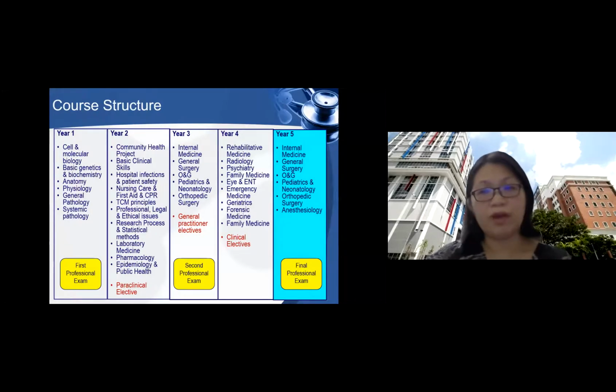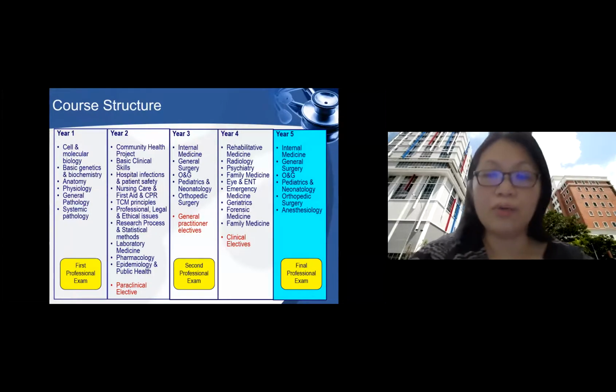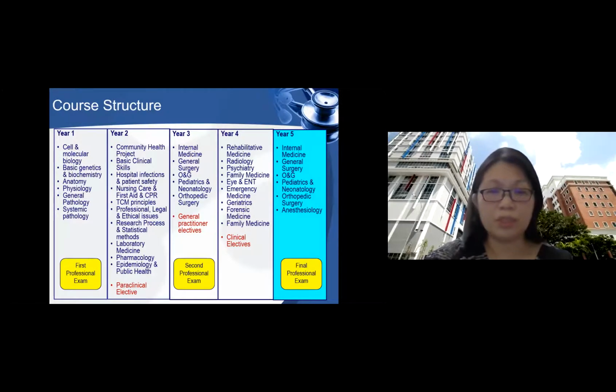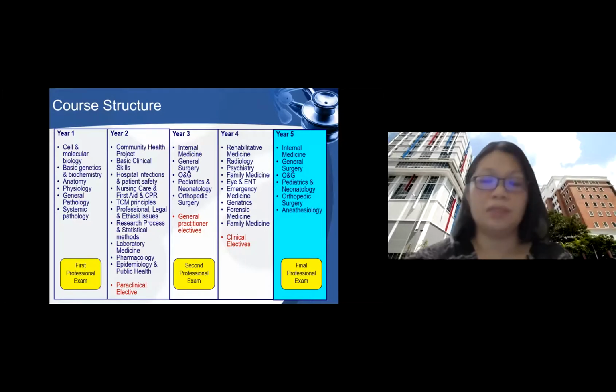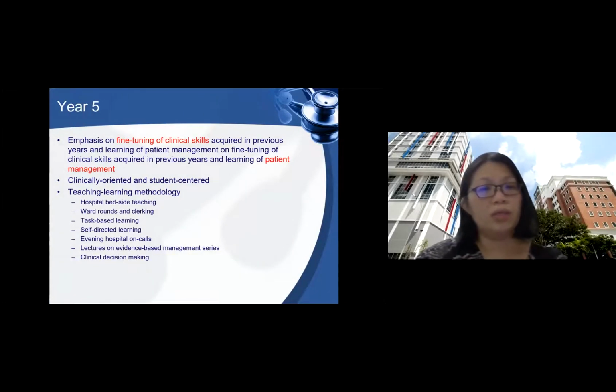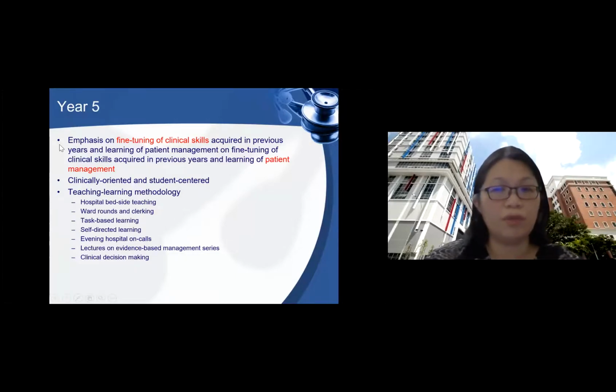Okay, now we move on to year 5. In year 5, the students will have to revisit the 5 major postings from year 3. Again, the students will be divided into 5 groups and they will need to rotate. But this time, in year 5, the learning places more emphasis on the management of the patient as a whole, so that when they graduate as an MO, they can handle patients independently from all angles. In year 5, we emphasize the fine-tuning of clinical skills and patient management skills. All right, so these are the teaching and learning methodologies in year 5.